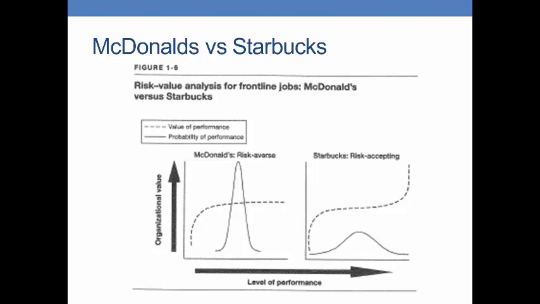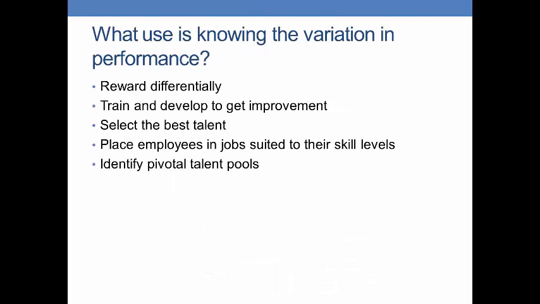Then looking at the value of performance across the two companies, this is the dotted line on the diagrams, Starbucks really values their high performers and as a consequence has to accept that there is a risk in allowing employees this discretion in their jobs, and therefore there will also be low performers. McDonald's, on the other hand, standardises tasks and therefore performance only needs to meet these expected levels to be valued.